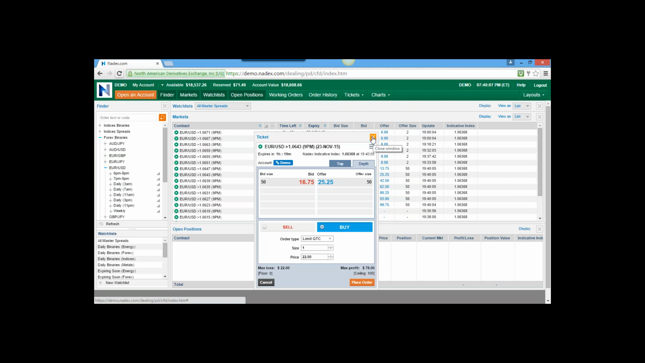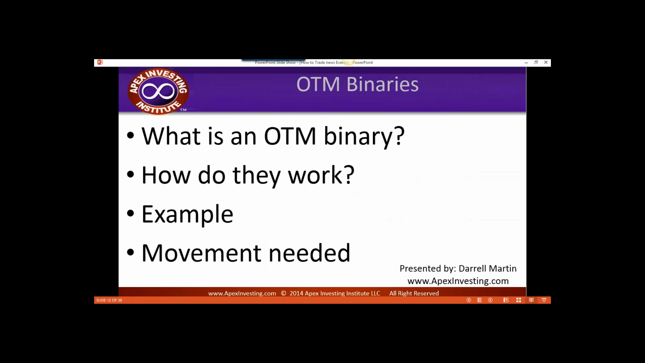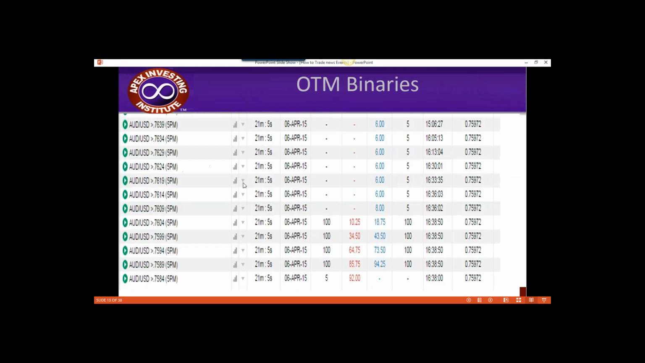Okay, so let's take a look here. So what is one thing that I could do? Let's take a look at this right here. Let's just say, all right, so we understand what an out of the money binary is. Let's look at this chart right here, or this quick example. See this strike right here, the 76.04. Well, I could buy this for $18.75, right? And how much would I be risking?